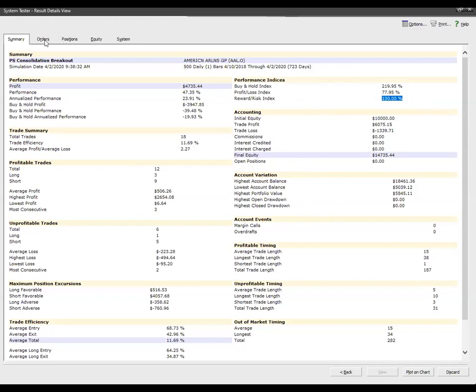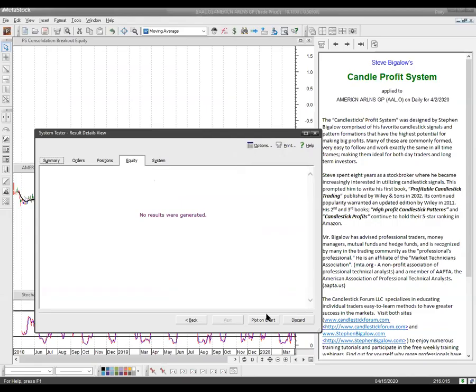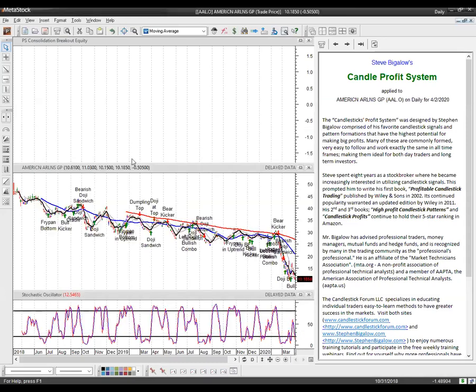If I want to break that down a little bit closer, we can look at orders, we can look at positions, we can look at our equity line. I can't plot that on a chart. I'm wondering why I don't get results generated, but I do want to be able to see the equity line. So I am going to plot that on a chart. I just click on this plot on chart. That is a little fishy because I should have results here. I think I messed it up a little bit, but that's okay.